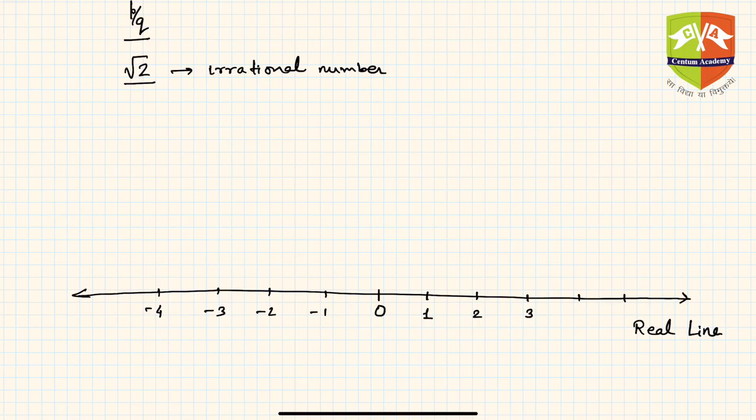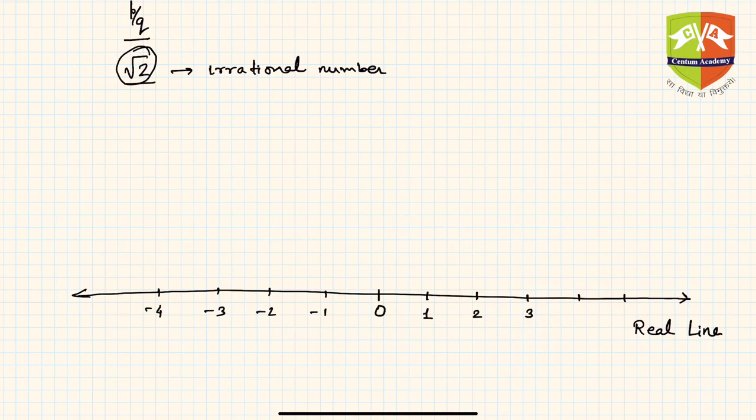all the points on the real number line will represent a particular number, whether it is rational or irrational. We just saw how to find out half, 1 by 3 on the number line. Now in this case, we are going to learn how to plot root 2 on the real line. Obviously, it will be very difficult to do with a ruler and a scale, even if you know the approximate value of root 2. So hence, we use geometry to find out where exactly root 2 will be lying on this number line.